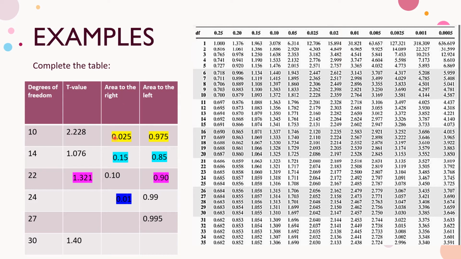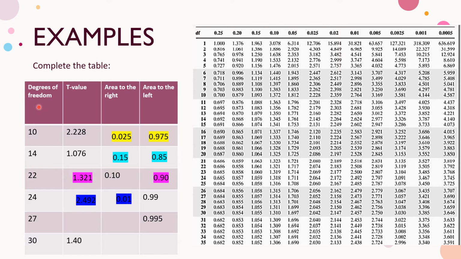Since we have here the area to the right, which is 0.01, and the degrees of freedom is 24, we can now find the t value. So this is the 24 degrees of freedom, and we need to find the area, which is 0.01. So this is 0.01, and we find its intersection with the 24 degrees of freedom, which is this value, 2.492. So we have it here.